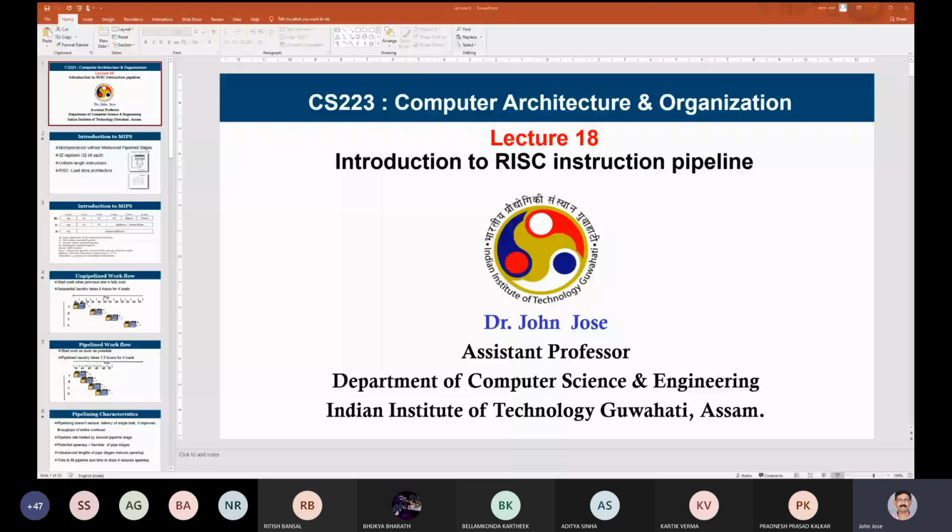The next peculiarity of this microprocessor is that all the instructions are of uniform length, and it operates on RISC architecture, and that is a load store architecture. I'll come back to all these points.